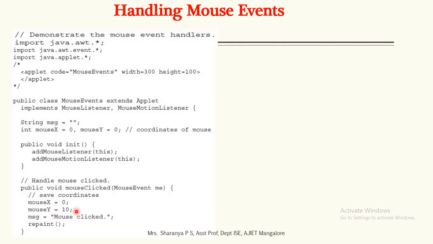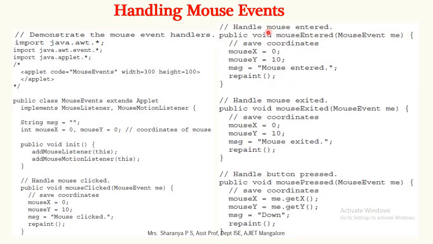We are setting the values, and then we are displaying the message as mouse click. And repaint is the method which will set the applet back onto the previous way how it was there. And next, the mouse event is mouse enter. That is, if we are entering inside the applet window, this mouse entered event will be generated, and then it will be handled by the mouseEntered method.